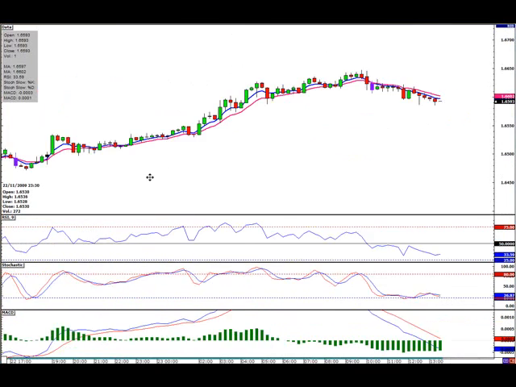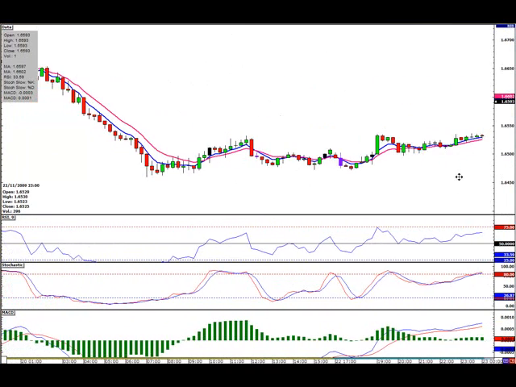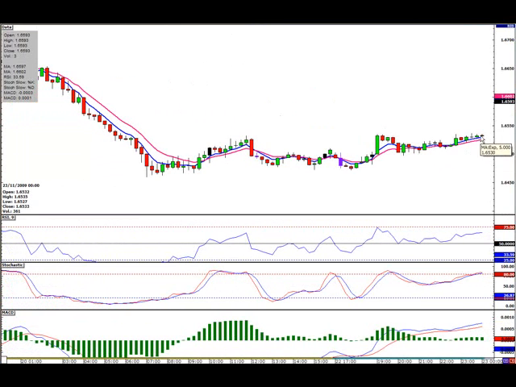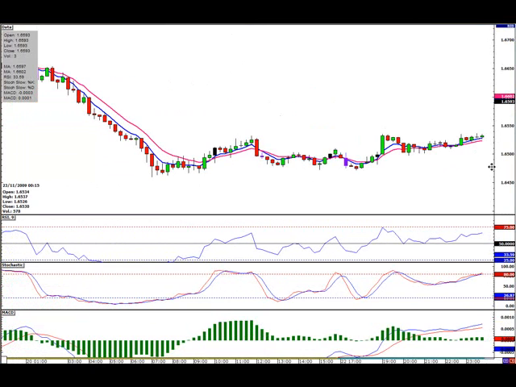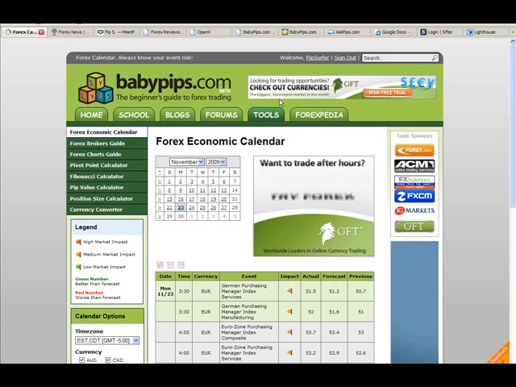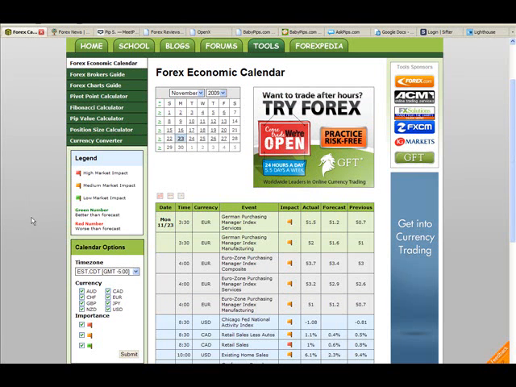So now I'm going to my 15-minute chart, and again I'm going to move this to before midnight. Of course, first thing I want to do is check out my news events for the day. You can just go to babypips.com, click on the tools tab, and it's going to bring up the news events for the day. Just make sure this time zone bar is correct and it lines up with your time zone wherever you're at.